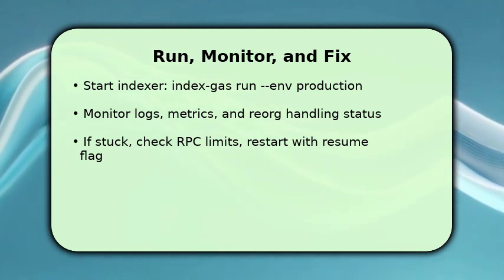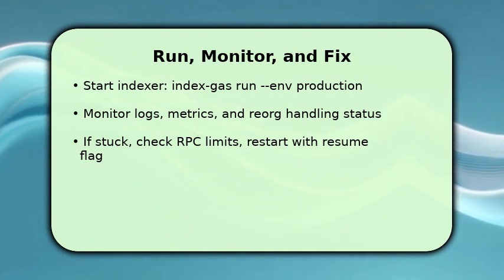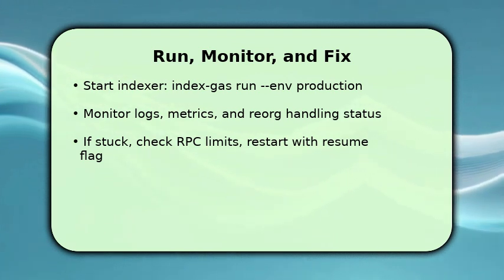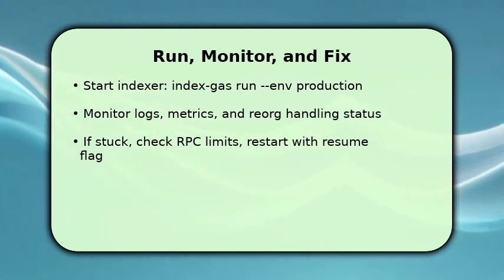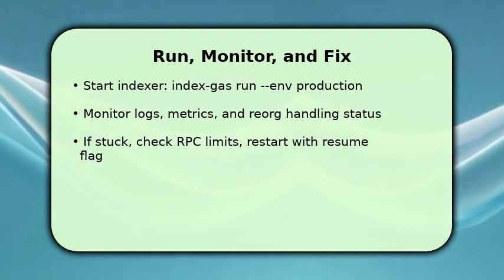If the job stalls, first check RPC rate limits and wallet balance, then restart with the resume flag so you don't reprocess everything. One key troubleshooting tip: if you see missing events, verify topics and ABI mappings. Wrong ABI is the most common cause.